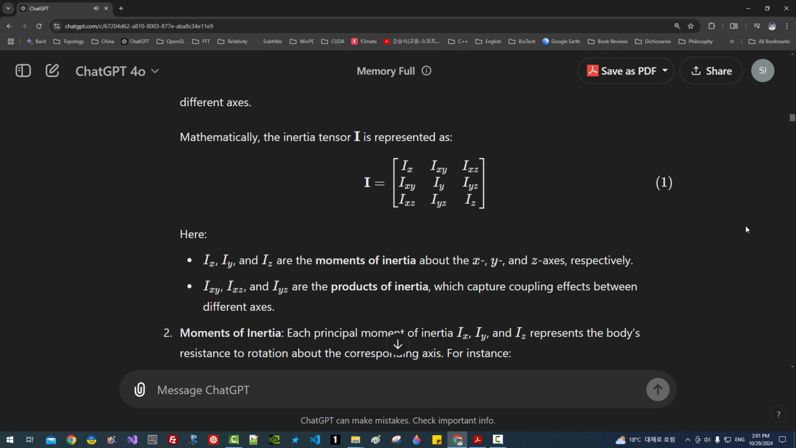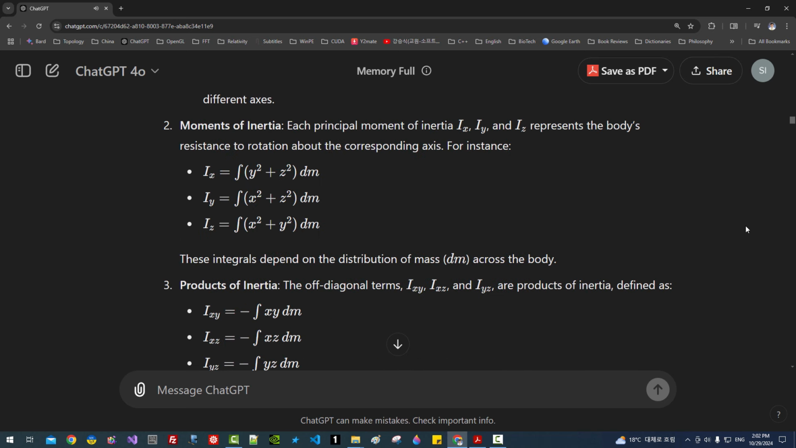Mathematically, the inertia tensor I is represented as the matrix with rows: Ix, Ixy, Ixz; Ixy, Iy, Iyz; Ixz, Iyz, Iz. Here, Ix, Iy, and Iz are the moments of inertia about the x, y, and z axes respectively. Ixy, Ixz, and Iyz are the products of inertia, which capture coupling effects between different axes.